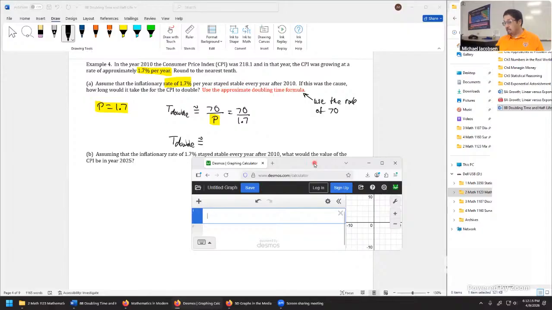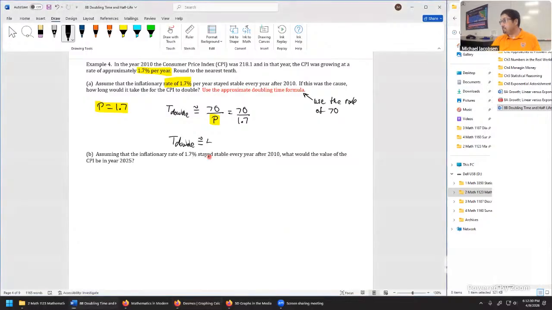So altogether, 70 divided by 1.7, whatever their unit was for time, this is 1.7 per year, is going to be the unit for the doubling time. So this one will be 41.2 years after rounding. So if the growth rate, say beyond 2010, for some weird magical reason, never changed, if CPI continues to increase by 1.7%, then it will double every 41.2 years.